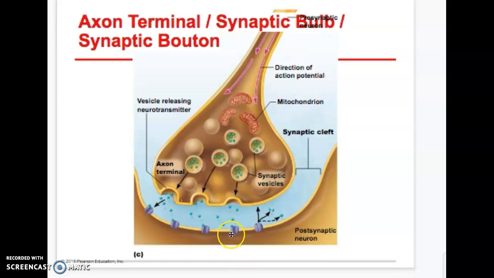Okay. If enough movement happens so that the membrane potential reaches threshold, this cell is going to send an action potential down its cell membrane and send that signal to the next neuron or send that signal to the next muscle or gland.